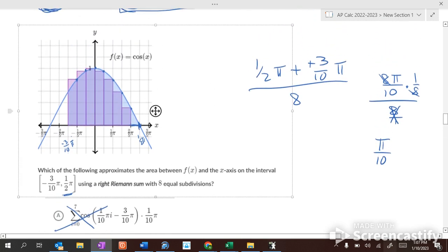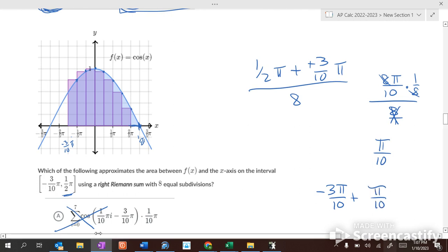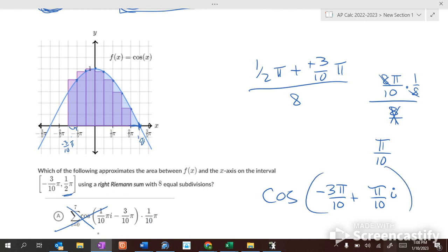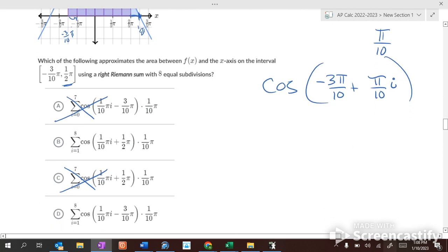Okay? Now we got to figure out the height. Well, we start out at negative 3 pi over 10, plus we go another pi over 10 times i. Okay? Because we start at negative 3/10 pi, and we go the width of it to find the first one, and then we go up, and we say the cosine of that. Well, which one says that? Well, negative 3/10 pi, it is choice D.